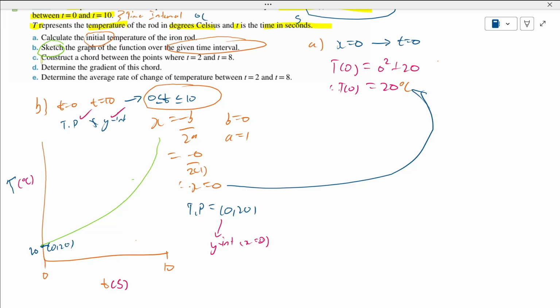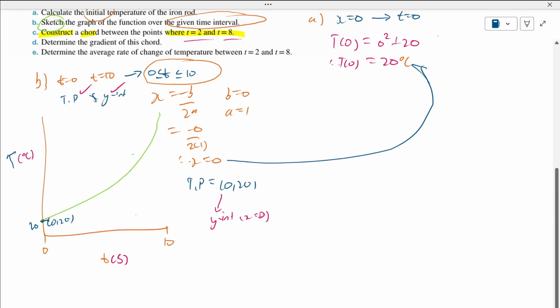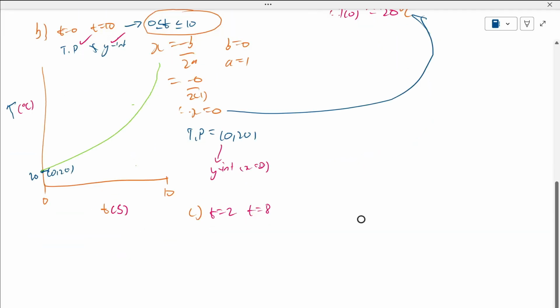So now it's asking us to construct a chord between the points where t equals 2 and t equals 8. So this is what we need to do. We know that t equals 2 and t equals 8. All it's trying to ask us here is to find the y values, in this case temperature, at 2 seconds and 8 seconds.